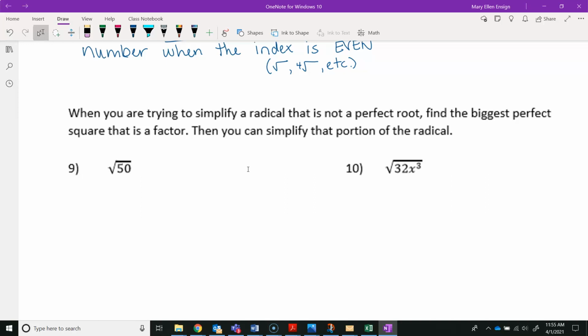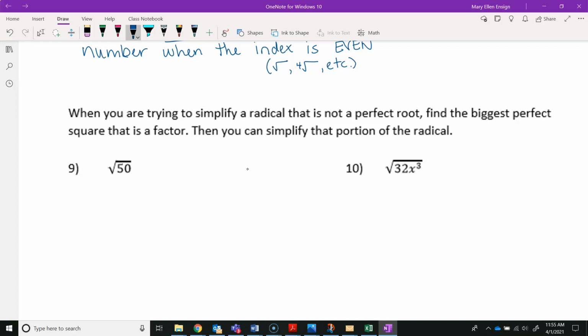So what we want to do in that case is we still want to simplify whatever part we can. So we look at the factors, the things that make up that number or that expression, and we want to factor it and pull out the factor that is the biggest perfect square. So this is where you really need to also kind of recognize your perfect squares.